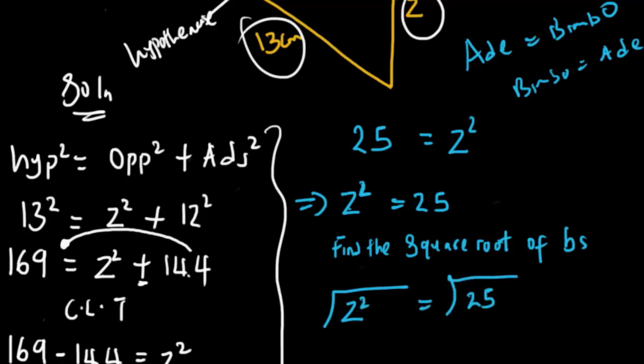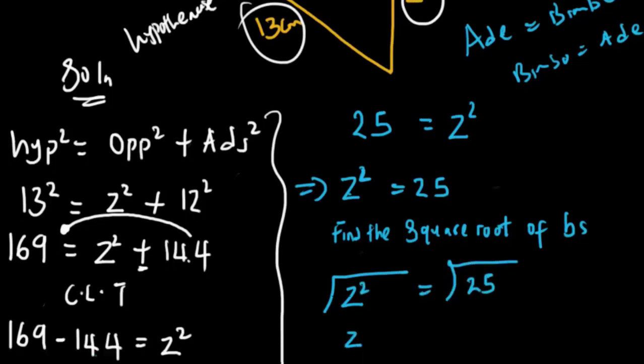Now square root of z square will give us z. You can think of it as square root cancels square. So we are left with z equals square root of 25, which gives us 5, because 5 times 5 is 25. And the unit is what? Centimeters. So my answer is z equals 5 centimeters. Do you understand this?